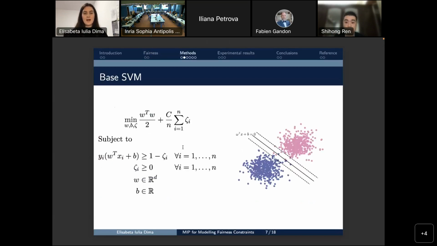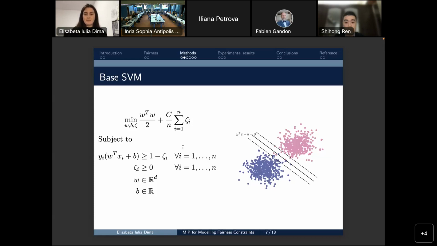And for this, I want to show you briefly how the SVM looks. I think you are all familiar with it. It tries to minimize the hyperplane coordinates and also the error vector, which is the zeta. And this is all subject to having those constraints, which tell us that we should have a big accuracy, or we should classify the points correctly. And it is a simple optimization problem.